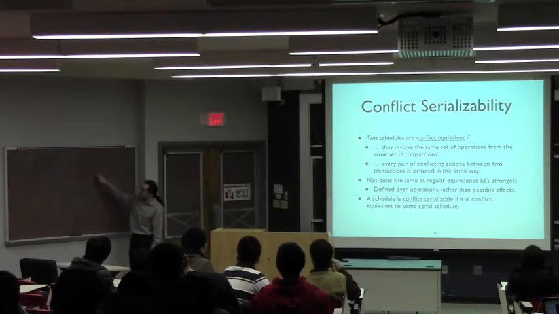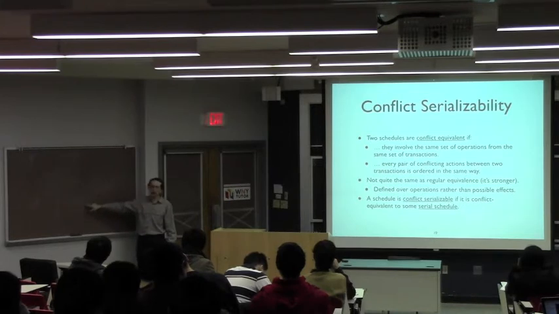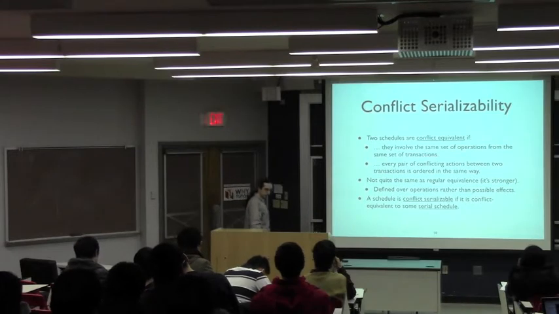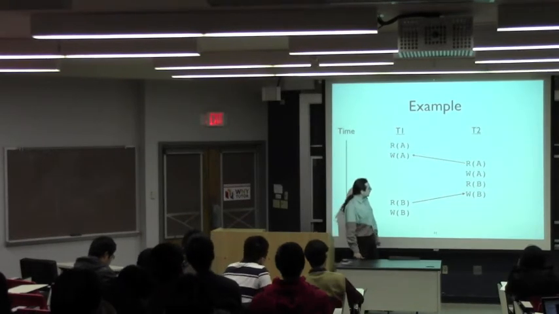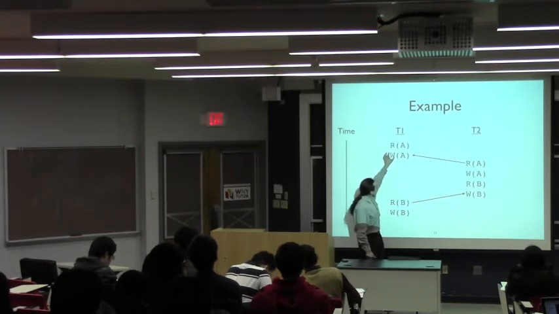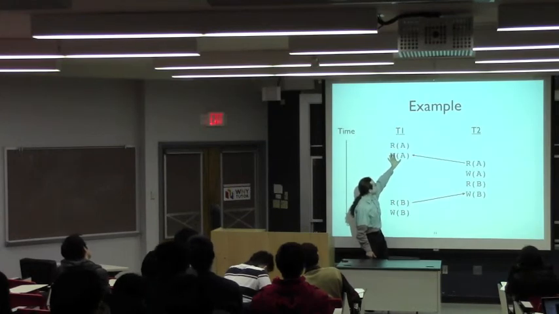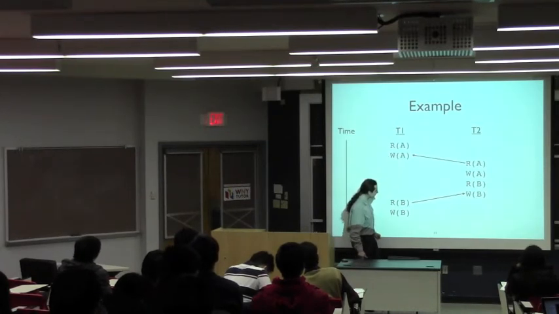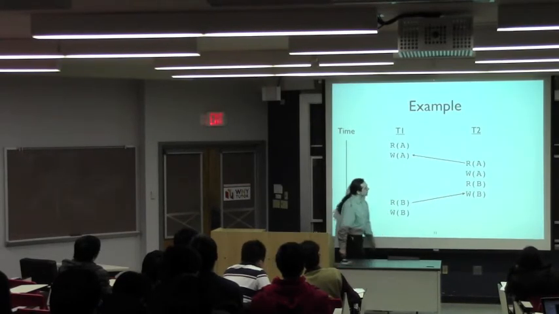So in this case, we have a write to A and another write to A. But transaction 2 came first. Here we have a write to B and a write to B. Transaction 2 once again comes first. Or, put another way, here's a bit of an example. Here we have transaction 2 doing a read on A, which depends on this write to A. And meanwhile, transaction 1 does a read on B, which depends on that write to B.